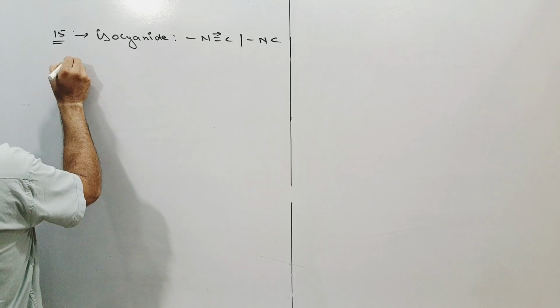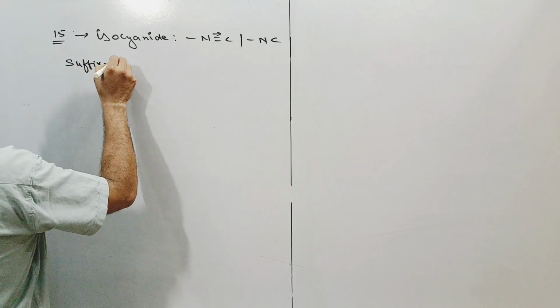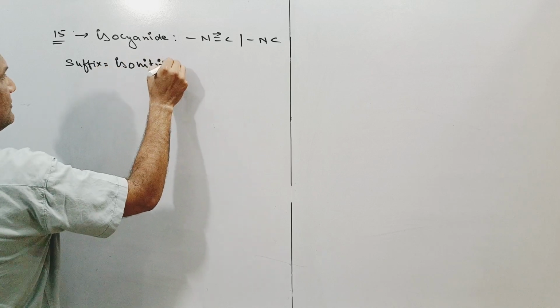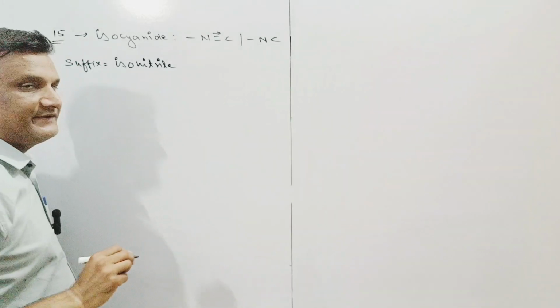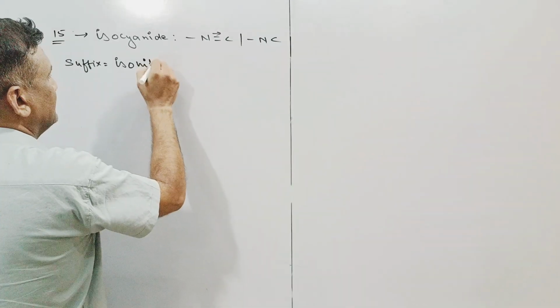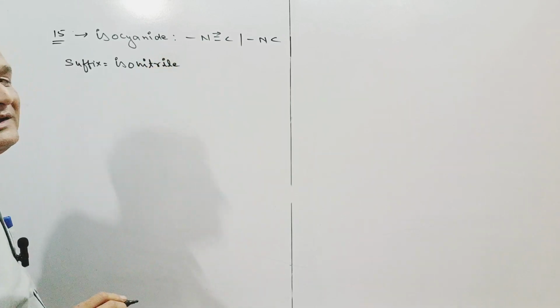Now we'll go with the suffix regarding the 15th function group. Here it will be isonitrile as a suffix. Isonitrile will be the suffix. If you are confused, you can see it as follows: isonitrile. So this was about the suffix.